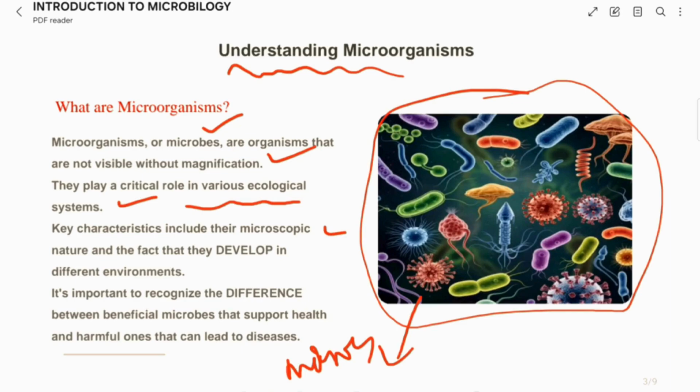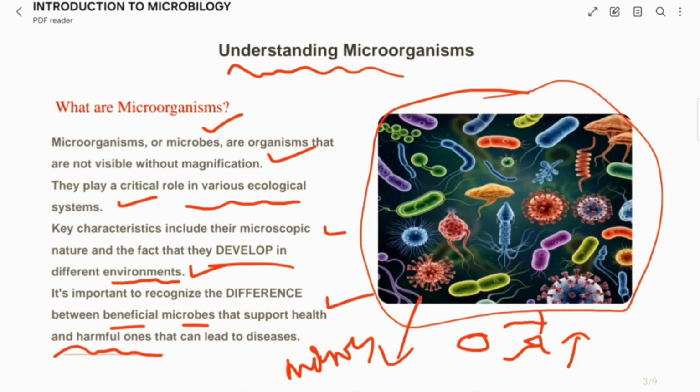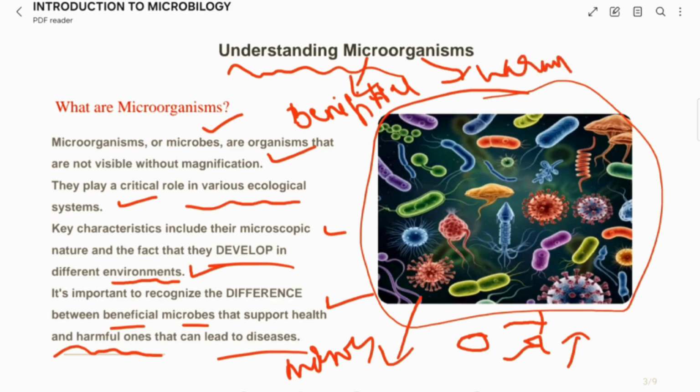And they develop in different types of environments, meaning it is not the case that all microorganisms grow in the same type of environment; they require different environments for their survival and growth. It is important to recognize the difference between beneficial microorganisms, which support health, and harmful microorganisms, which can cause diseases. So microorganisms are basically of two types: some give a beneficial effect for the body, and some cause harm to the human body.